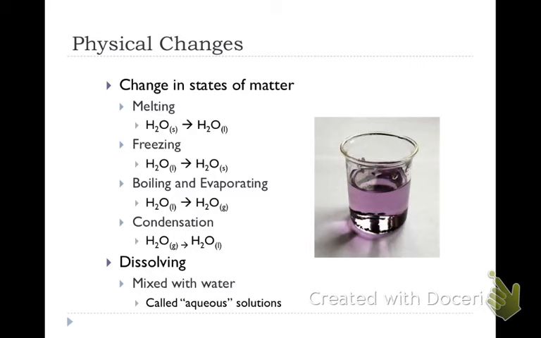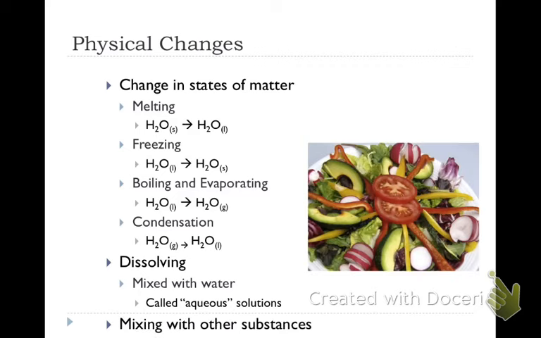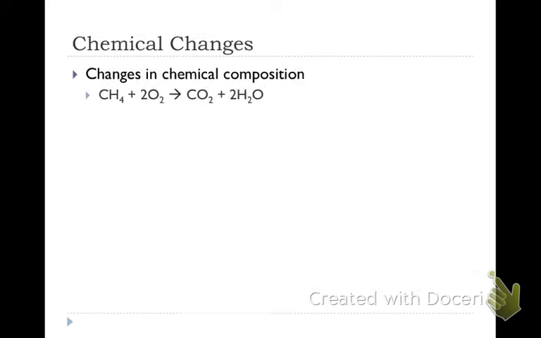If we have sugar dissolving in water, that's just mixed in. But we have something like table salt. Well, table salt will actually break apart into sodium and chloride. We'll discuss that later on, but some people consider that a chemical change. Essentially we're mixing things with other substances. Chemical changes are a change in composition, so we have to look at our chemical equations to help us figure that out.